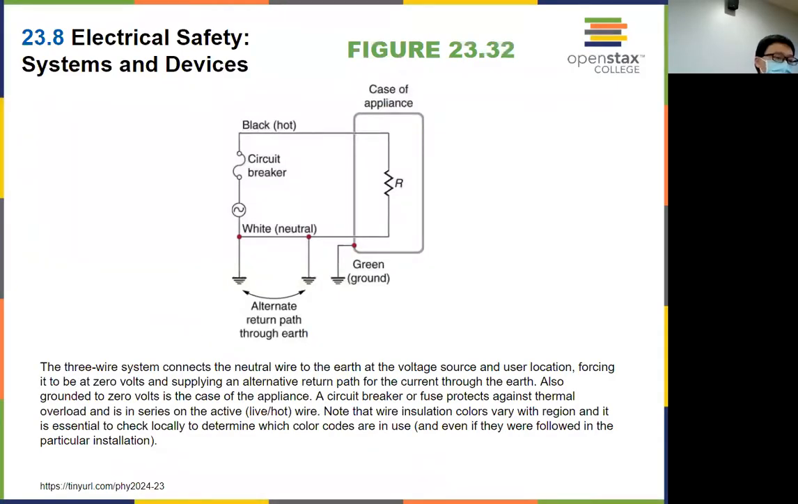And we also looked at electrical safety. One more measure you can take is to connect the case of the appliance to the ground. That's called grounding. So that's one more precaution you can take, in addition to the electric fuse and the circuit breaker.